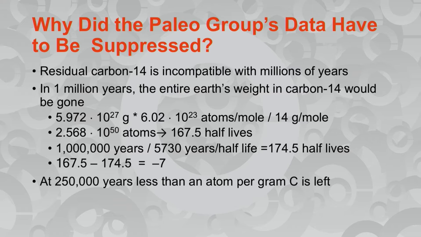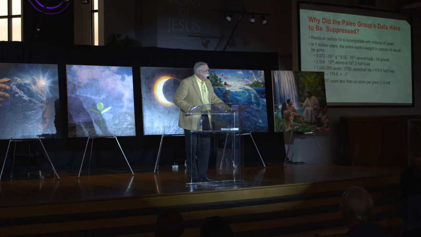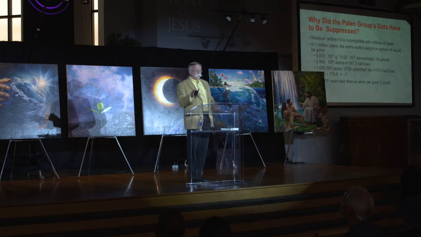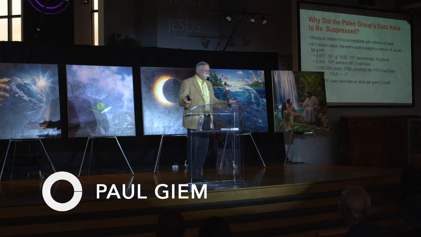Now, why did the paleo group's data have to be suppressed? Well, it's really simple. Residual carbon-14 is incompatible with millions of years. You can do this math at home, okay? In 1 million years, the entire Earth's weight in carbon-14 would be gone. That's just 1 million, not 65 or 70 or 80 or whatever. Basically, you take the entire mass of the Earth and you turn it into carbon-14. That's not just the carbon-14 in the Earth, or the carbon-12 turned into carbon-14. It's the carbon, the oxygen, the nitrogen, the silicon, the uranium, the lead, everything turned into carbon-14.